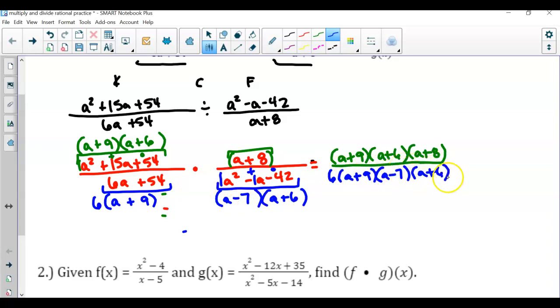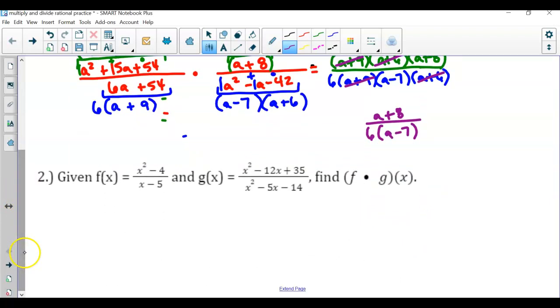Now I can start canceling out those common factors. So I notice I have a plus 9 and a plus 6. My final simplified answer is a plus 8 over 6 times a minus 7.